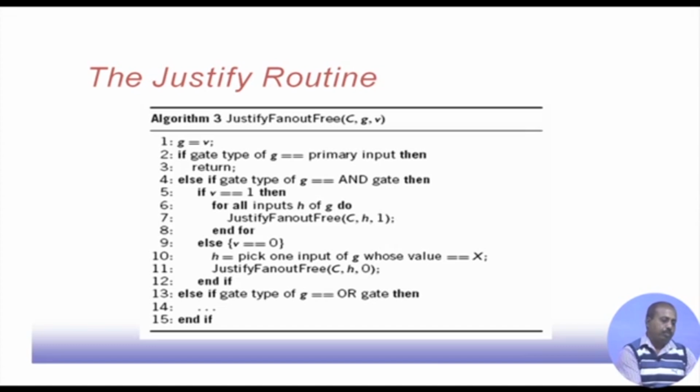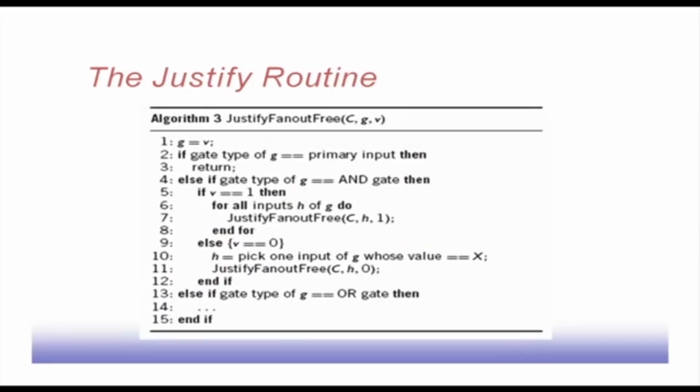So similarly, for other gate types, if G is OR, then we have to just reverse this particular check: V equal to 1 and V equal to 0. In this way you can figure out, for all the different types of gates, what has to be done. So once you know that your circuit consists of these types of gates, for each of them you can write down the corresponding code, which will be doing this justification routine.